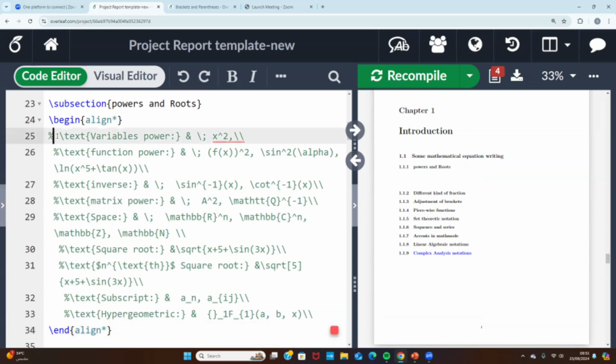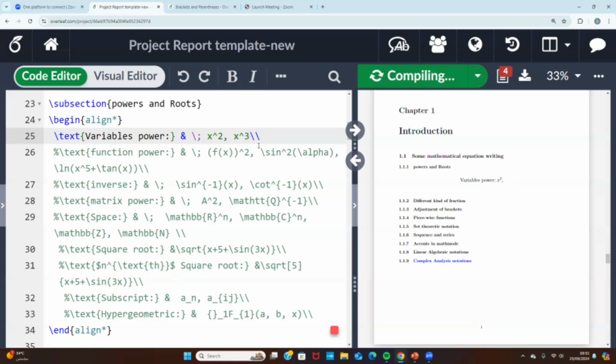So here first take the variable powers, like x square, y square, x to the power 3, y to the power 3. How will we write it? So here you can write x square, and then you can write x to the power 3, and it is always advisable to put the bracket like this: x to the power n.